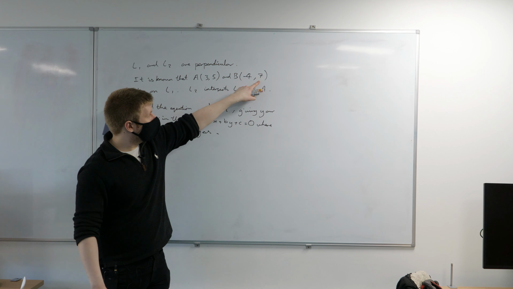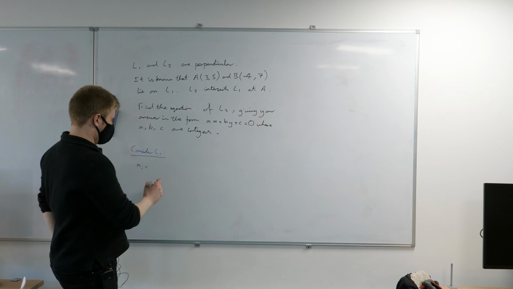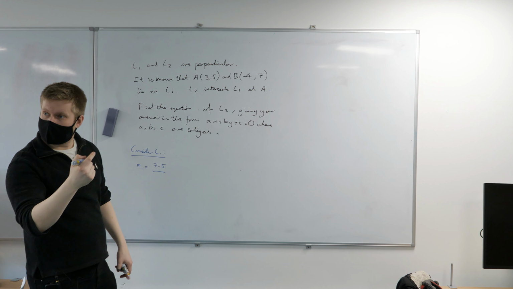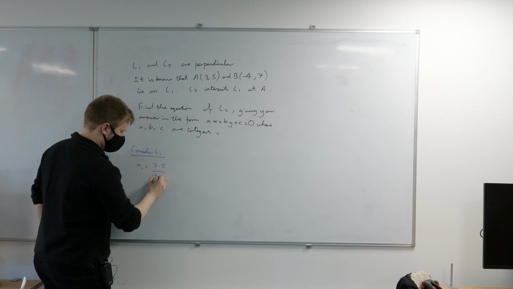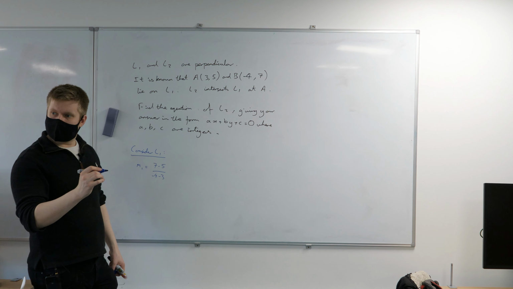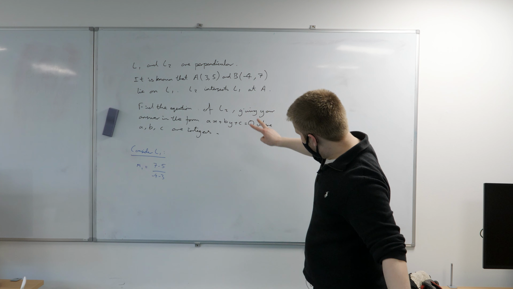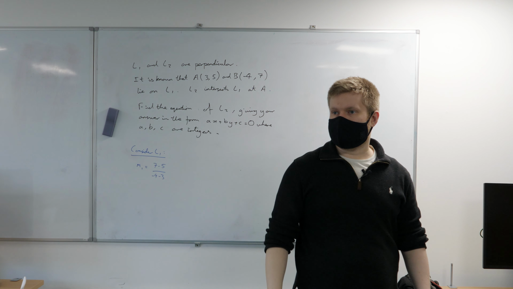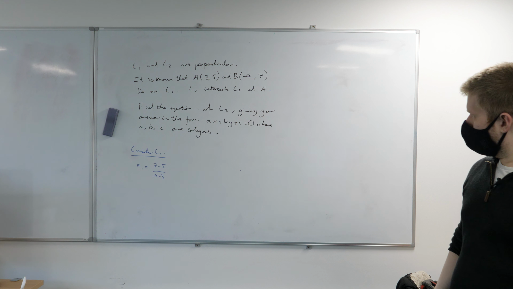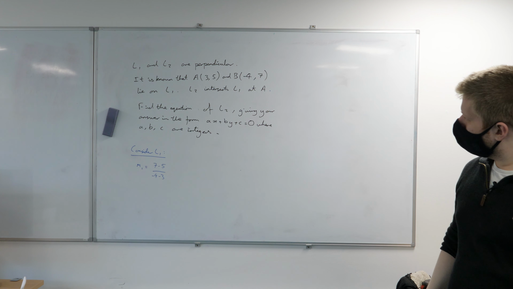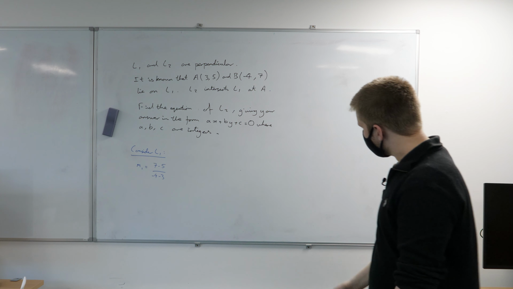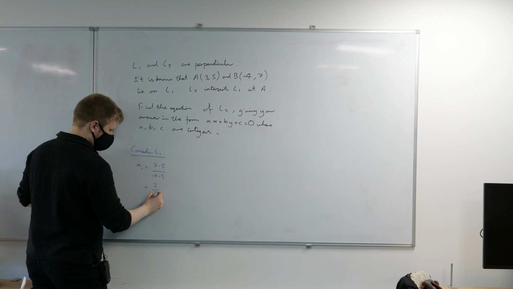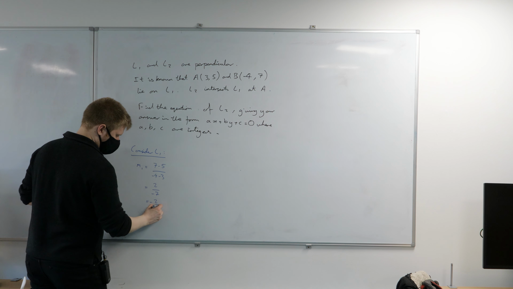7 minus 5, good, over 3 minus negative 4. Just make sure you get the order of those points right. We're calling that our second point, that our first point, so we need to be consistent. So okay, that is 2 over negative 7. So negative 2/7 is fine.